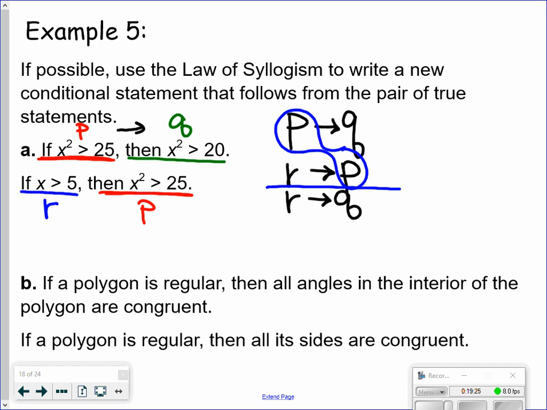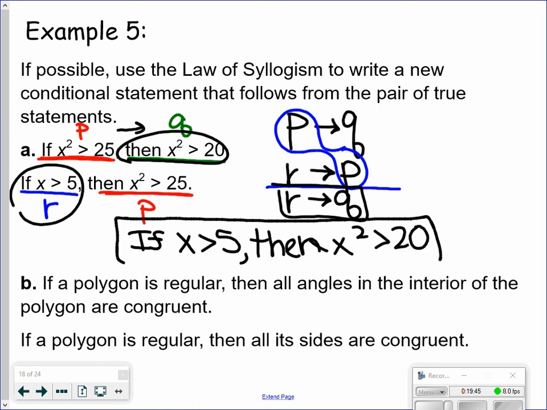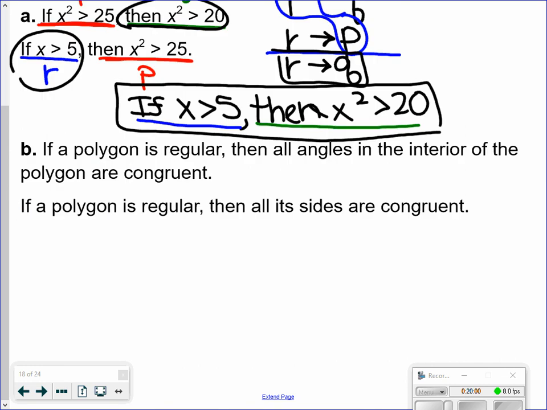So I'm going to go ahead and write this out. Let's find R. R is right here. If x is greater than 5, then, well, we need to use Q. So x squared, then x squared is greater than 20. So this was a true law of syllogism, and based off of this link that happened, we were able to link the hypothesis of R to the conclusion of Q.